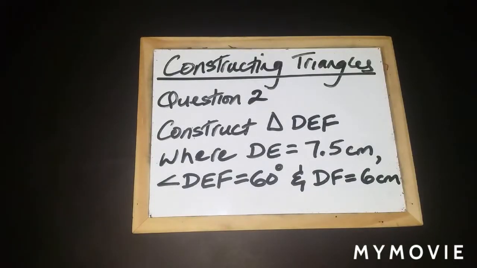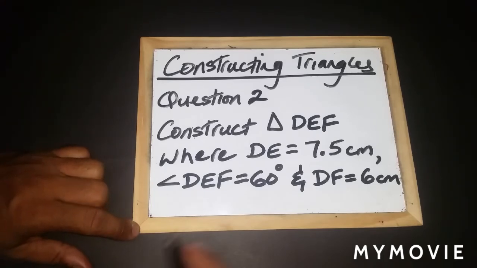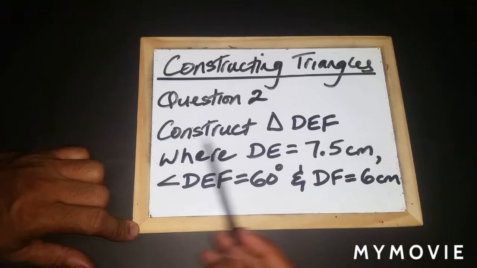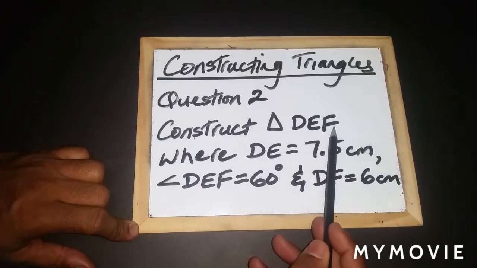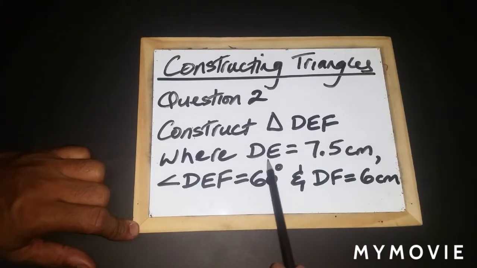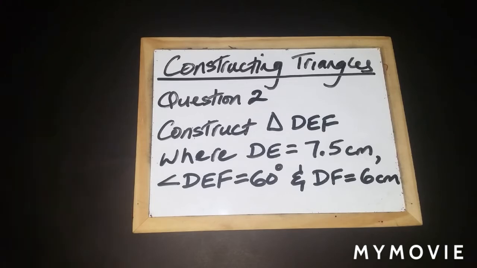All right, guys, here's question 2, and we're going to do the construction for this now. It says here, construct triangle DEF where the length of DE is 7.5 centimeters, angle DEF, which means the angle at vertex E, is 60 degrees, and DF is equal to 6 centimeters.